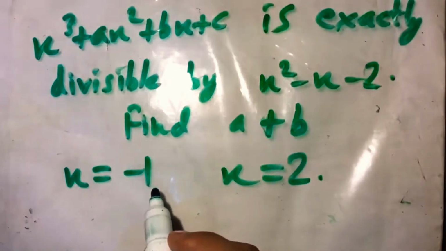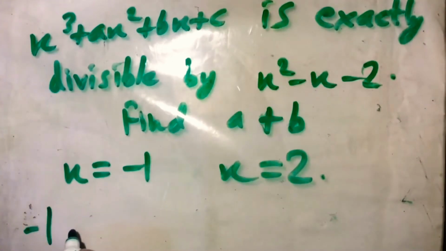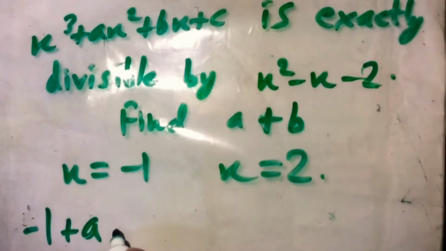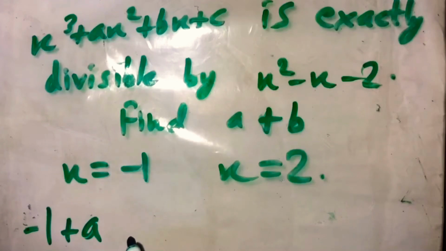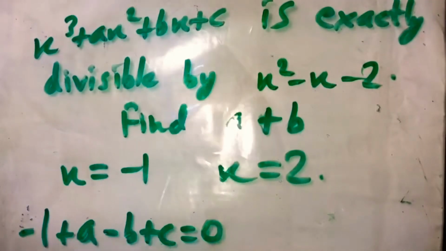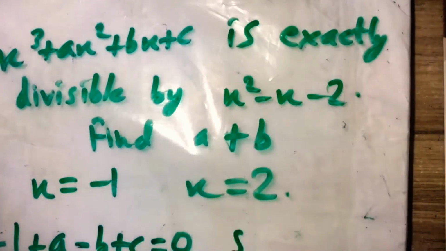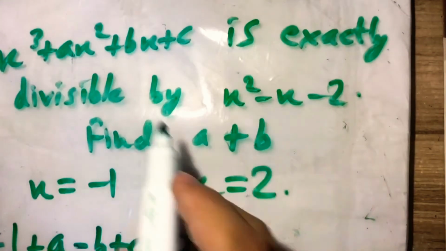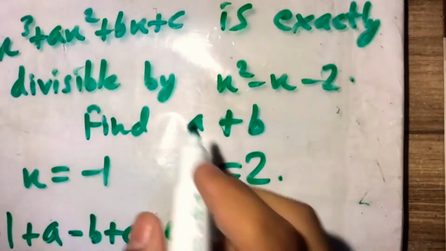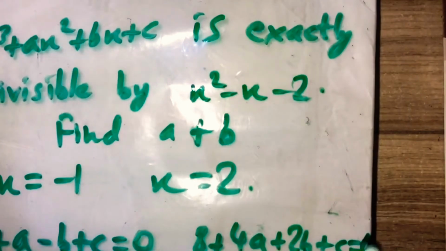So first, using -1, -1 cube is -1 plus a into -1 square. -1 square is 1, so plus a, plus b into -1 is -b plus c. This is equal to 0. Now when we're using 2, 2 cube is 8, 2 square is 4, so 4a plus 2b plus c equals 0.